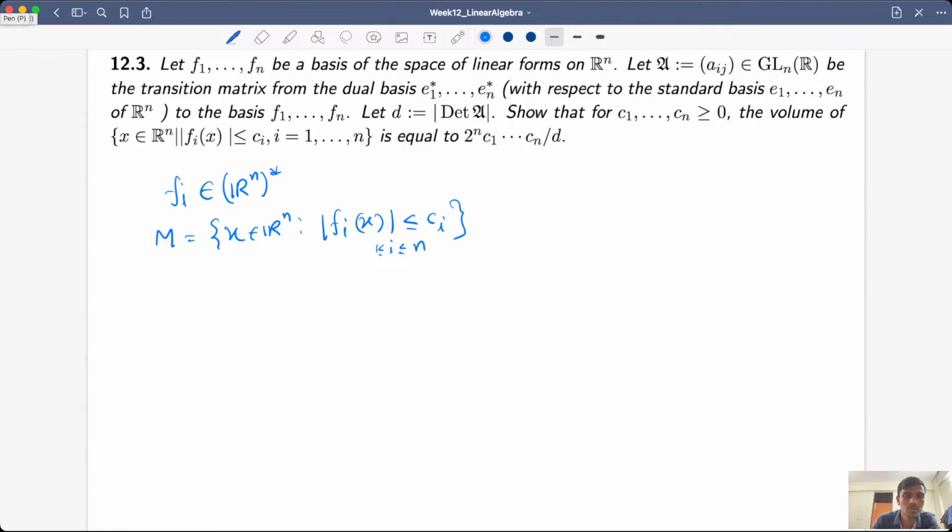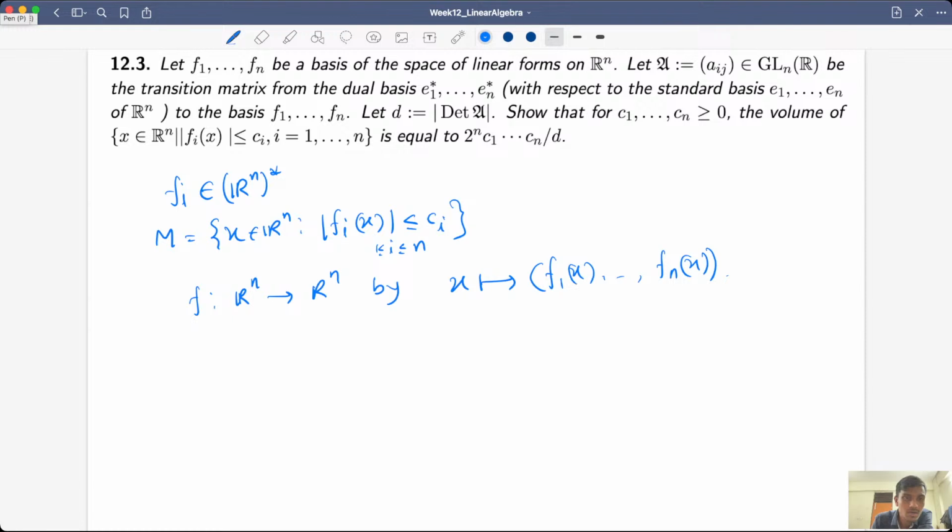So this is easy actually. If I define f from Rn to Rn by x goes to f1(x) all the way up to fn(x). As f1, f2, ..., fn are all linear, this is clearly a linear map.